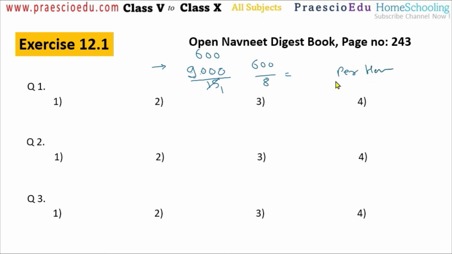Okay, that is the wage. So 8 ones are 8, and 8 sevens are 56, then 4, and this 0 means 40. 8 fives are 40. So this is 75 per hour. This is his earning per hour. So this is given in option number 2.